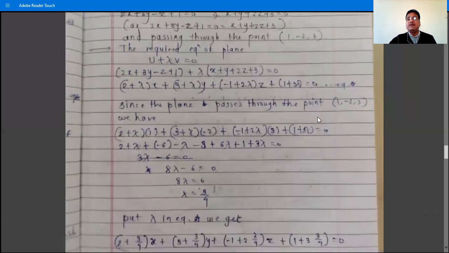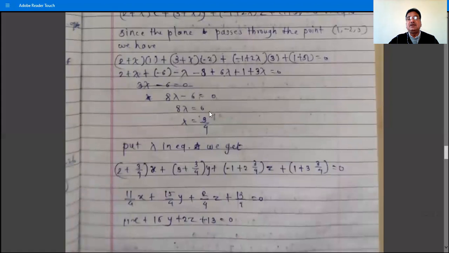This plane star passes through the point (1, -2, 3), which means this point satisfies the equation. That is, substitute x, y, z as 1, -2, 3. We have (2 + λ)·1 + (3 + λ)·(-2) + (-1 + 2λ)·3 + (1 + 3λ) = 0. So simplify, and we have the value of λ as 3/4.